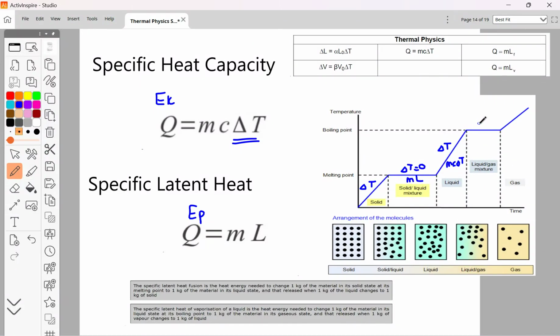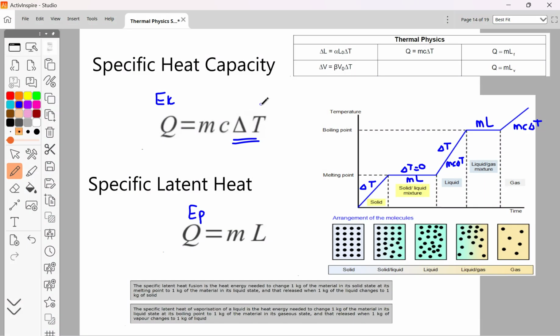Here, there is no change in temperature, so it's going to be ML again. And here, it's going to be MC delta T. I'm not going to do this in detail because we've done a lot of these examples, but this is now when the question is asking about energy.